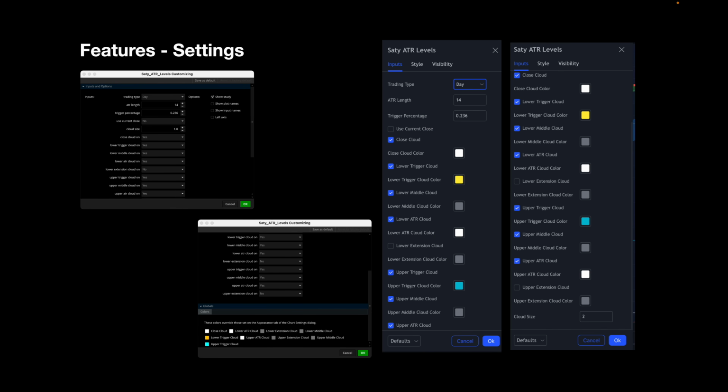All right, speaking of settings, there are a lot of them. Most of them are just turning on and off the clouds or changing the colors of clouds. But there are some other capabilities that I built in here. There's this feature called Use Current Close. You can see it here on Thinkorswim. That's an interesting feature. I'd say it's the most confusing feature of the entire indicator, and it's probably going to confuse some people, so I wanted to give it some time today.